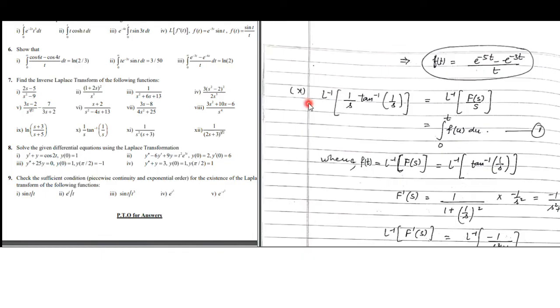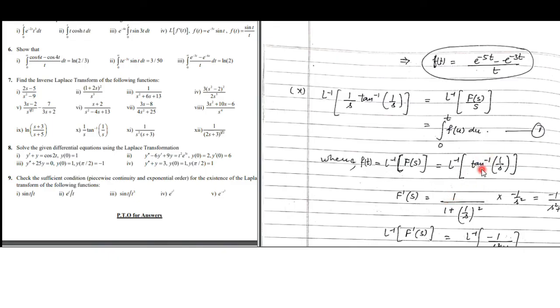Similarly, in the 10th part, we have to find out the Laplace inverse of 1 over s tan inverse 1 upon s. We can write this as f(s) upon s, and we know that the Laplace inverse of f(s) by s is the integral 0 to t of f(u) du. So we have to find out f(u), and that is the inverse of f(s). So we consider f(t) to be the Laplace inverse of f(s), which is this one. So we have to find out the Laplace inverse of this.